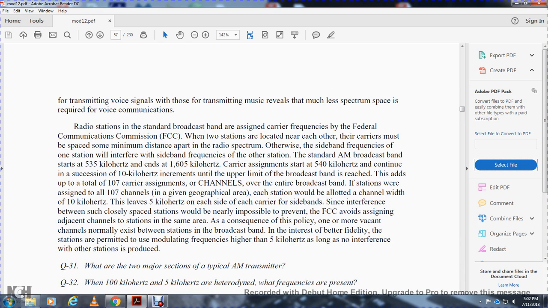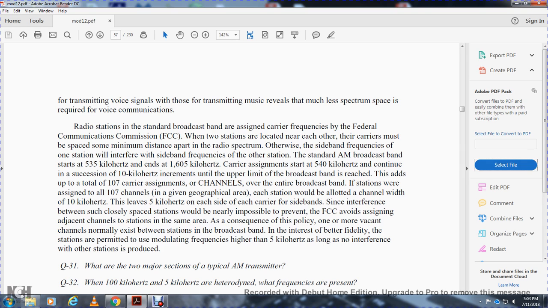Radio stations in the standard broadcast band are assigned carrier frequencies by the Federal Communications Commission. If two stations are located near each other, their carriers must be spaced some minimum distance apart in the radio spectrum. Otherwise, the sideband frequencies of one station will interfere with the sideband frequencies of other stations. The standard AM broadcast band starts at 535 kilohertz and extends to 1,605 kilohertz. The carrier assignment starts at 540 kilohertz, continuing in succession in 10 kilohertz increments until the upper limit of the broadcast band is reached.